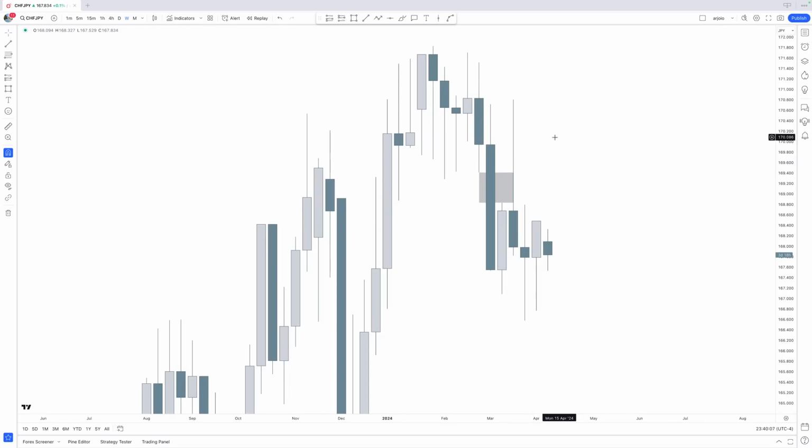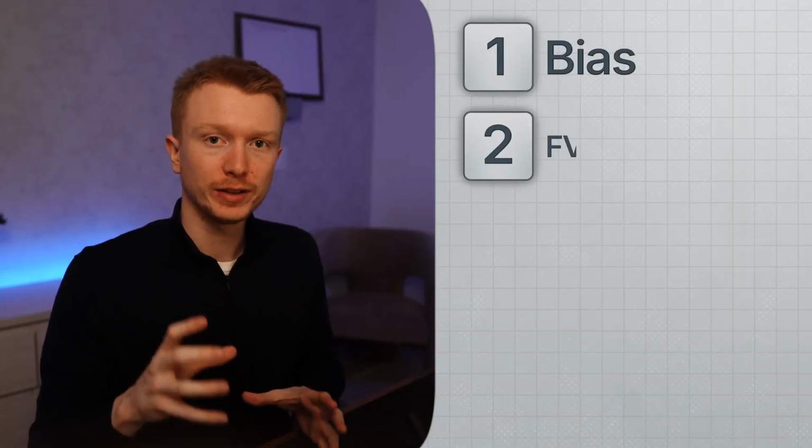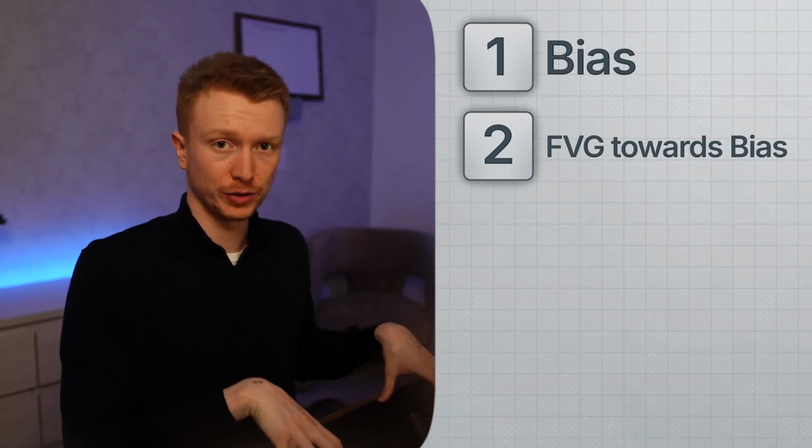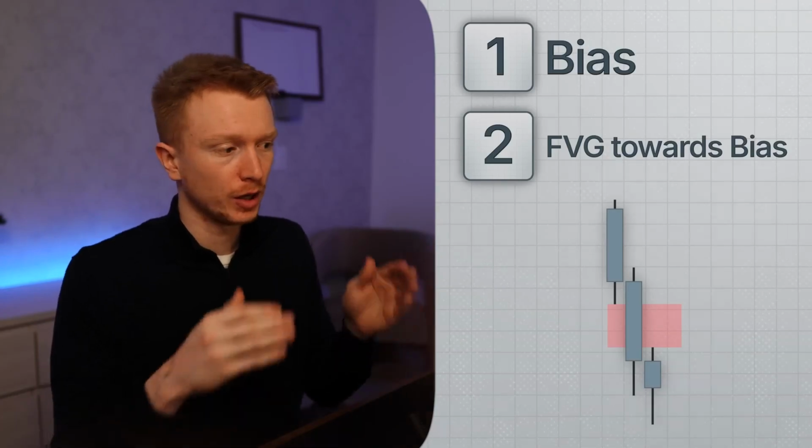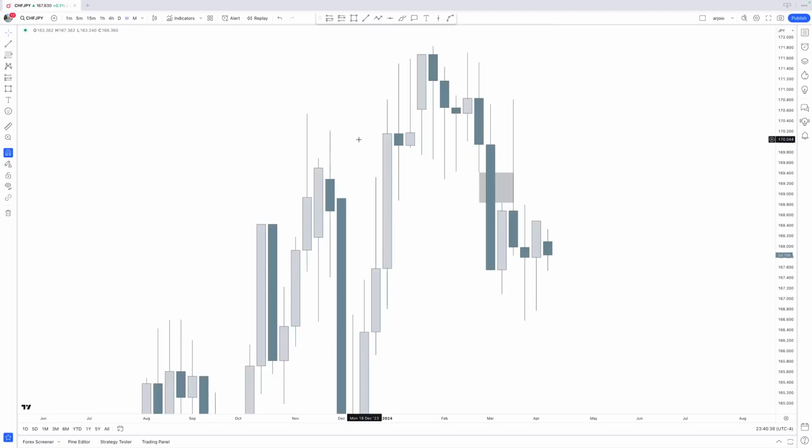We can continue lower. Second step is when you find a direction where price is most likely heading towards, find a fair value gap towards your bias. So here we can potentially be bearish. Now I want to go down time frames because on the weekly we don't have a new fair value gap just yet. And I want to find a new bearish fair value gap. So I go onto the daily.